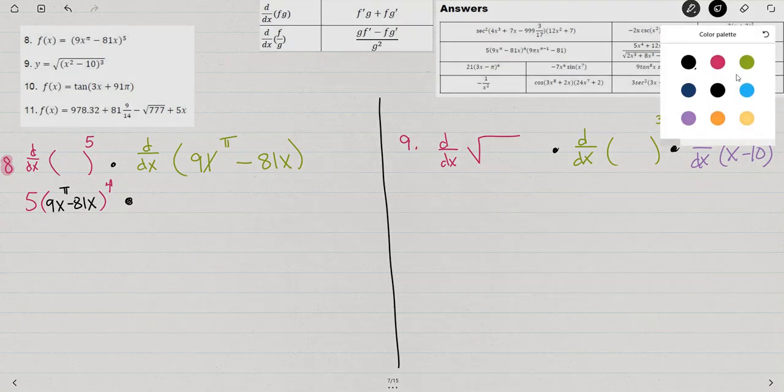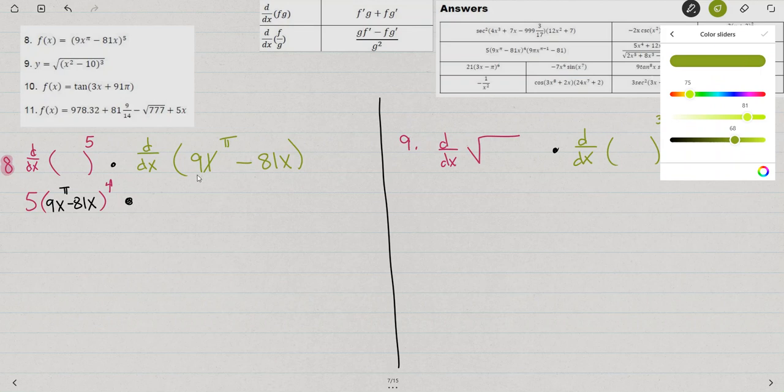I'm going to multiply that by the derivative of the inside. That's what the chain rule is doing. We're saying take the derivative of the outer function, that's the something to the 5th, and then do the derivative of the inner function, that's this 9x to the pi minus 81x. Don't be afraid of a pi, it's just a constant. So I'm going to treat it the same as any other constant.